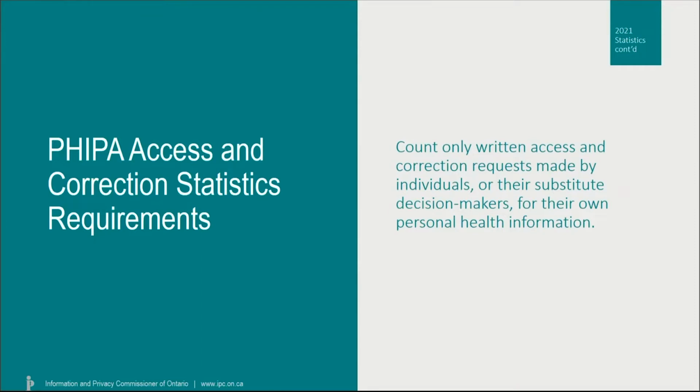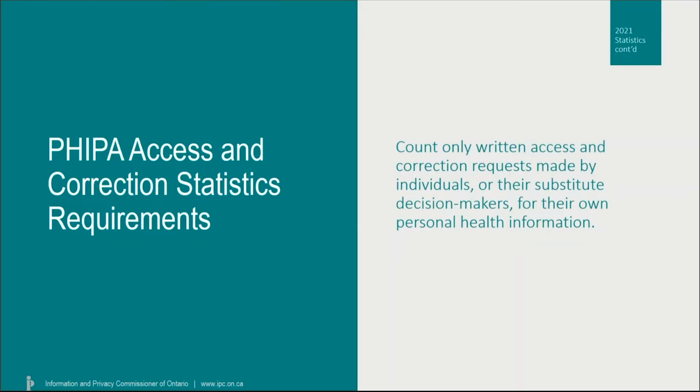Now, they act as though they're in the patient's shoes, so to speak, and can exercise the same access and correction rights that the patient can. So they do so on the patient's behalf. One example of a substitute decision maker is a power of attorney, or even a lawyer, if, and this is the big if, the lawyer is acting on behalf of the patient in making an access and correction request.